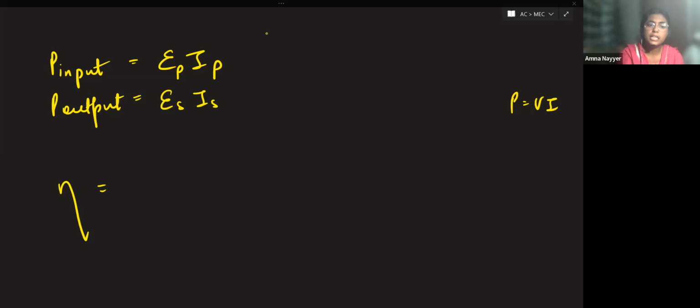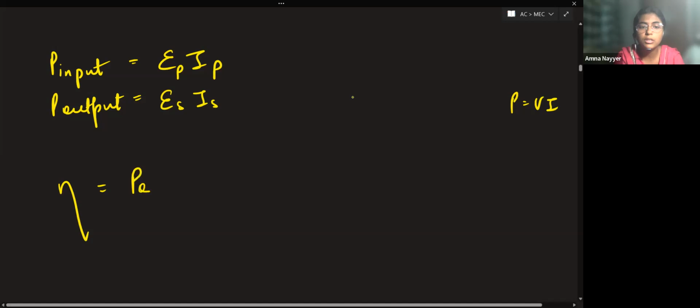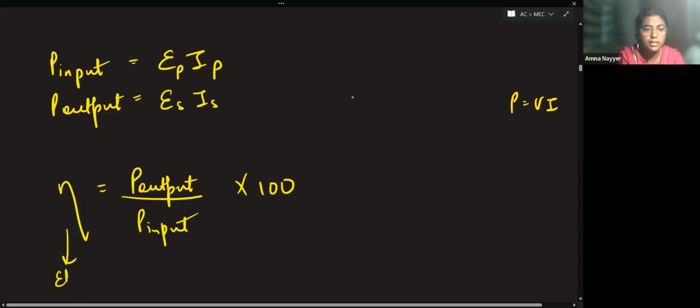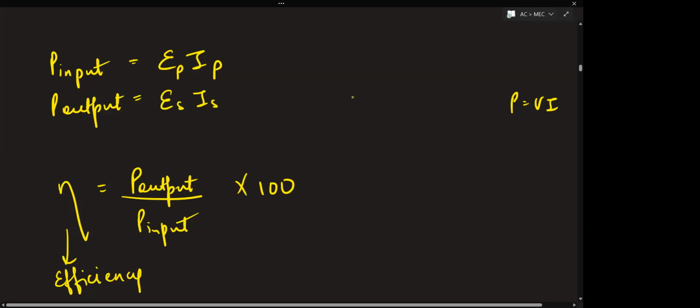So this is what efficiency means, how efficient your machine is. So a transformer is a machine only, no? It's a device. Transformers you must have heard of in your normal daily life also. So if you take out the ratio, this is power output divided by power input multiplied by 100. This is efficiency. You will write this as the efficiency of a real transformer, or efficiency of a transformer.